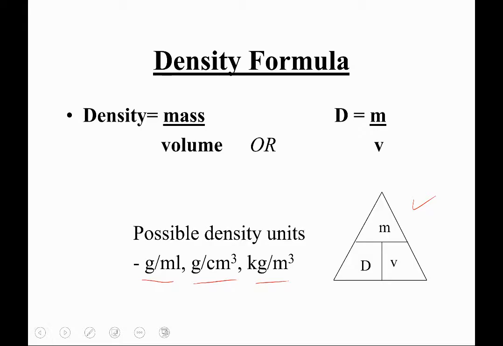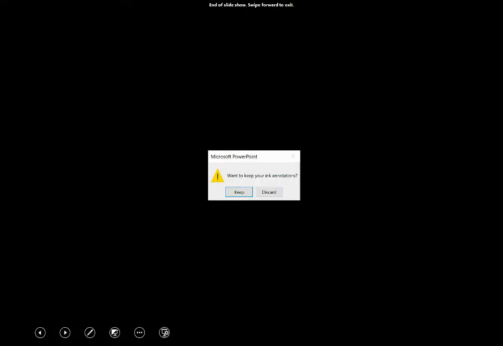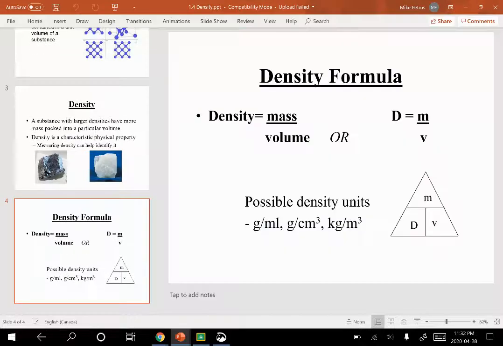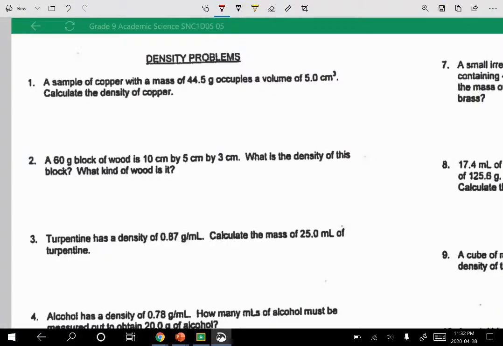And that is the PowerPoint. We're going to continue on beyond it, though. I'm going to discard my little blurb here, and really the bulk of this lesson is going to be showing you how to use that formula. All right, so here's a bunch of problems.